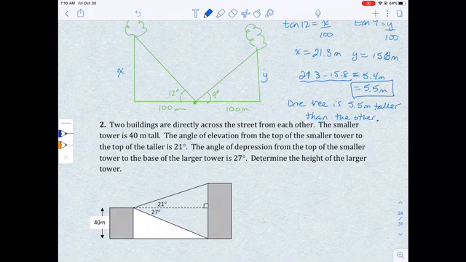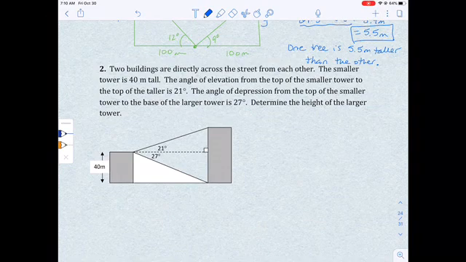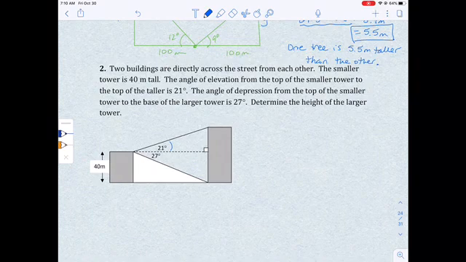Two buildings are directly across the street from each other. The smaller tower is 40 meters tall. The angle of elevation from the top of the smaller tower to the top of the taller is 21 degrees. So this is labeled in here. And again, it's from the horizontal up. The angle of depression from the top of the smaller tower to the base of the larger tower is 27 degrees. So there's our angle of depression.